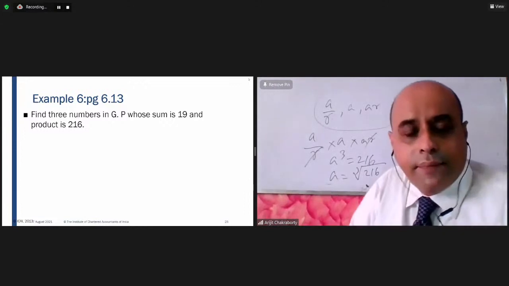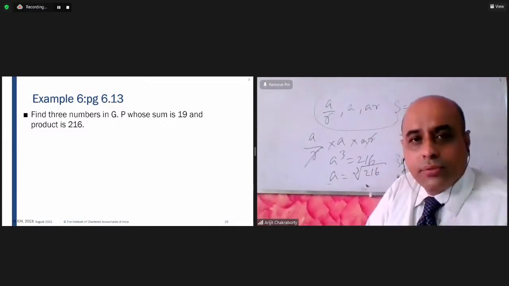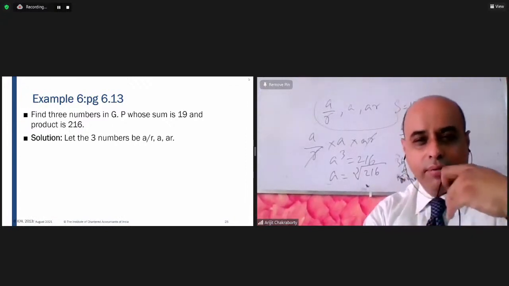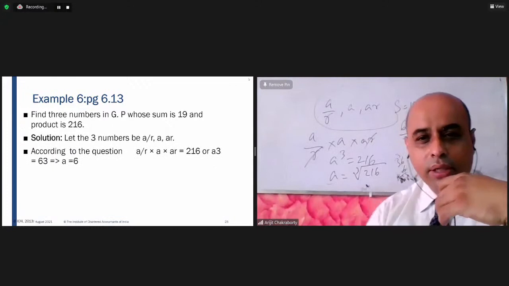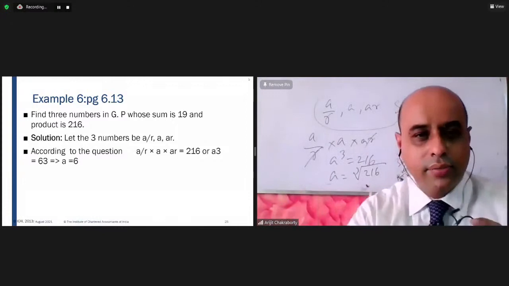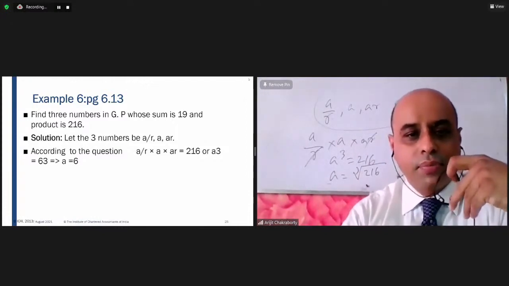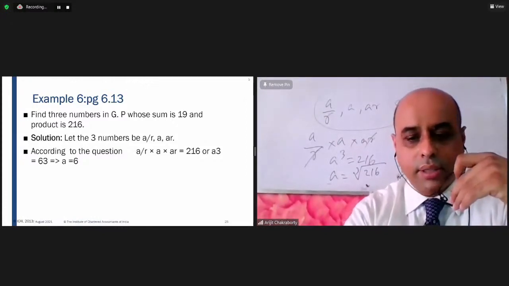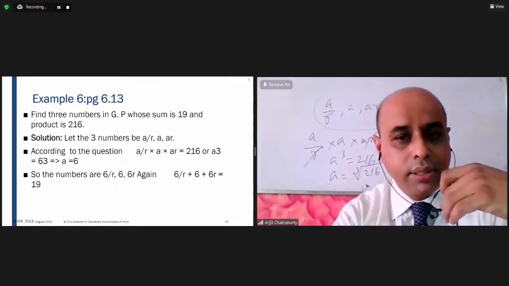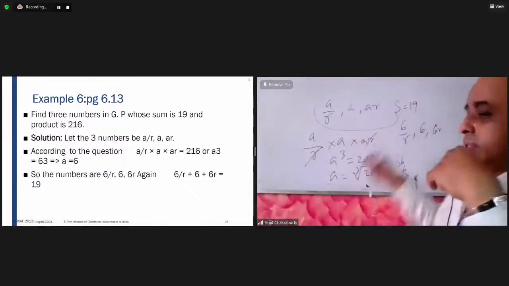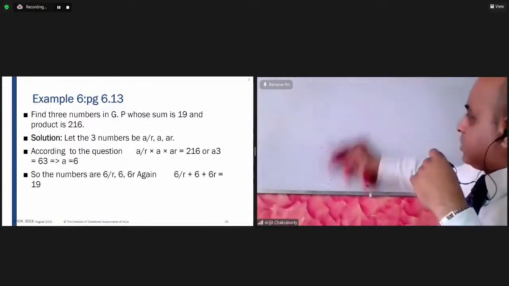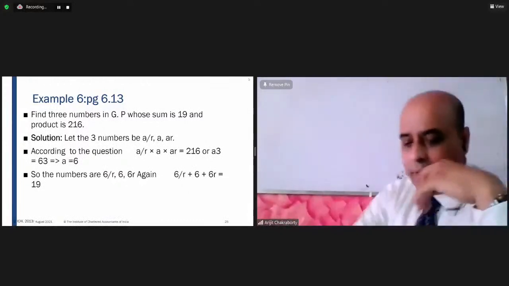And the sum is 19. So now it's a question of a quadratic equation. We have taken the three numbers A by R, A and AR. According to the question, the product is 216, and from there we have easily calculated that A is 6. Since the sum of these three numbers is 19, we add them up, and let me do it along with the solution I have given in the slide.